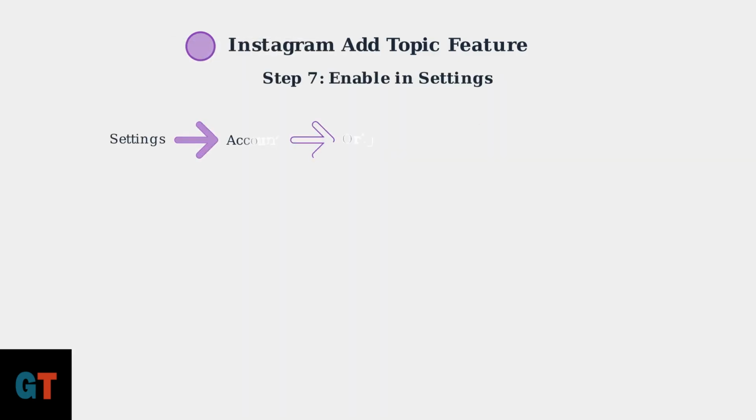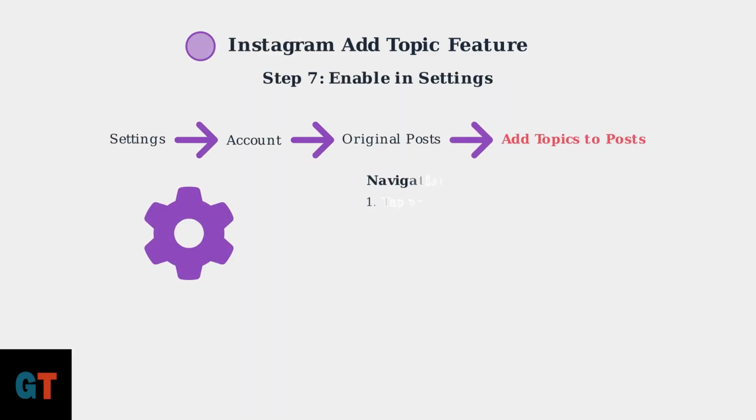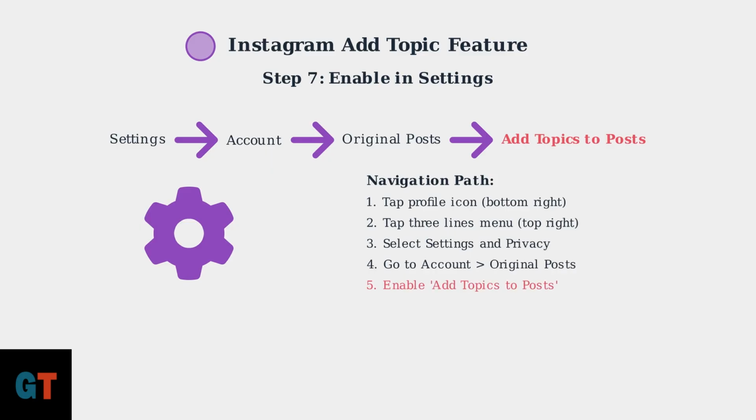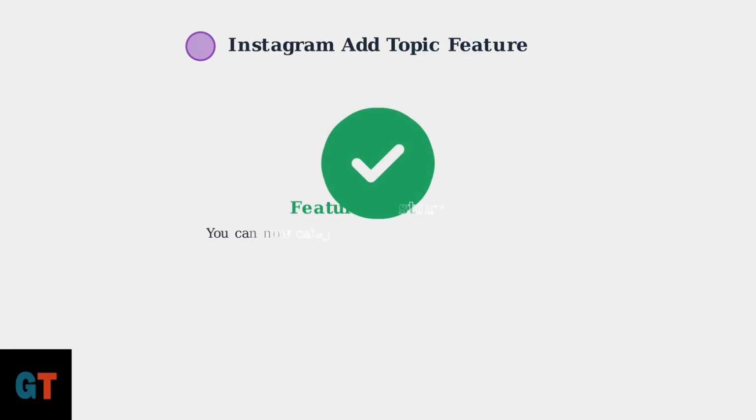Finally, navigate to Instagram settings to manually enable the Add Topic feature. Follow this path: Settings, then Account, then Original Posts, and look for the Add Topics to Posts option. After completing these steps, the Add Topic feature should be restored. Test it by creating a new post and looking for the topic selection option during the upload process.